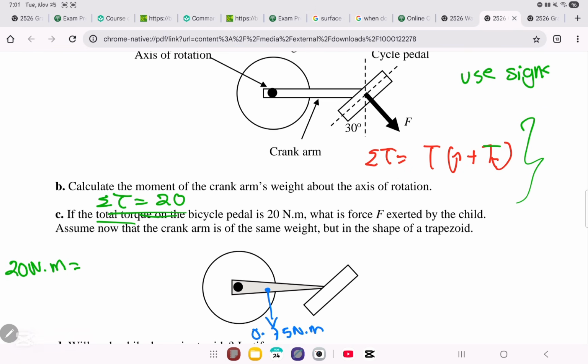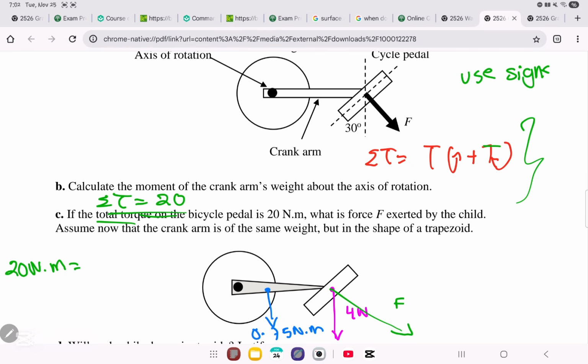Perfect. Now, what do we have about the cycle pedal? The cycle pedal has a weight. The weight is 4 newtons. If you go up and read, you will see that it is 4 newtons. And it also has a force F extended like this. We need to find the value of the force F.